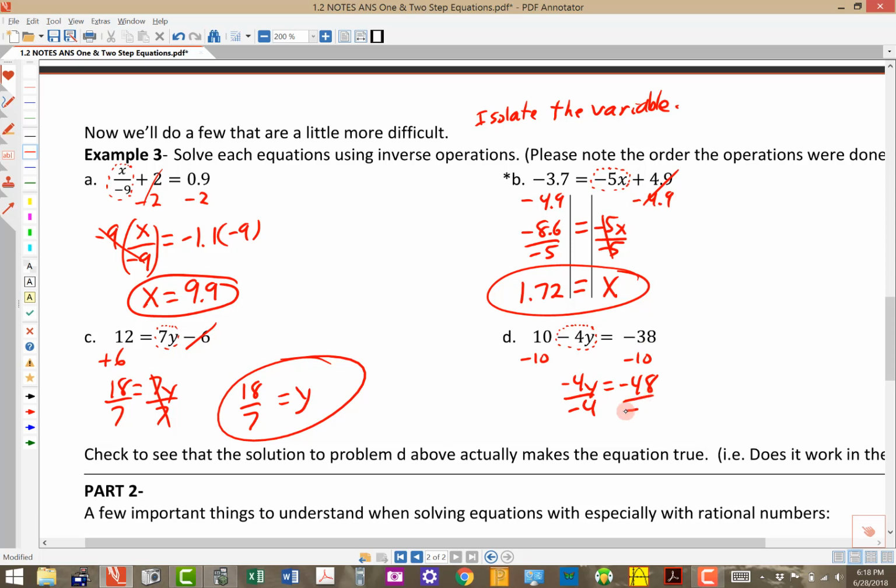We're then going to divide by negative 4. Cancel those off, so we end up with y equals, a negative divided by a negative is a positive, and 48 divided by 4 is 12. So I'm going to circle that, and that's our answer.